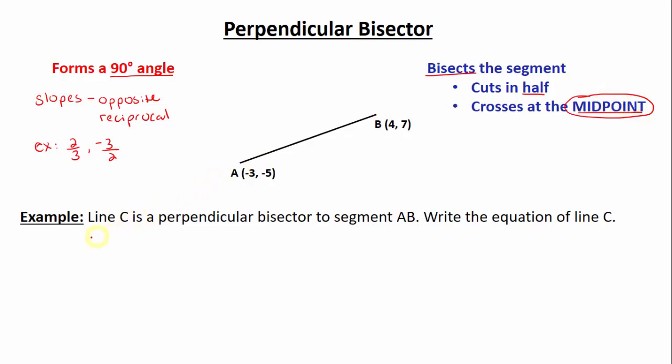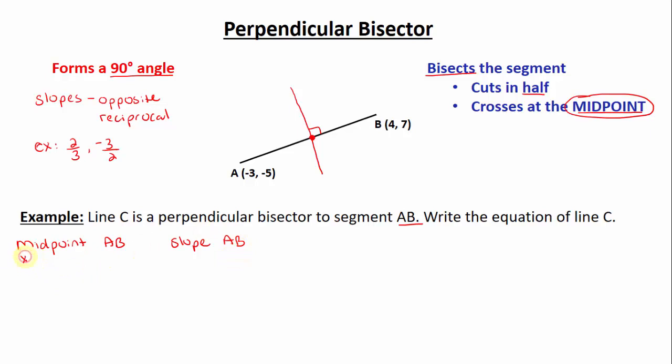So here's an example. Line C is a perpendicular bisector to segment AB, and segment AB is the segment given here. Write the equation of line C. So remember, we're going to need two things to write the equation of a perpendicular bisector. We need the midpoint of AB, because it has to go through the midpoint to be a bisector. And then if this line is perpendicular to AB, it has to have an opposite reciprocal slope of AB. So we also need to find the slope of AB so that we can then find the opposite reciprocal.